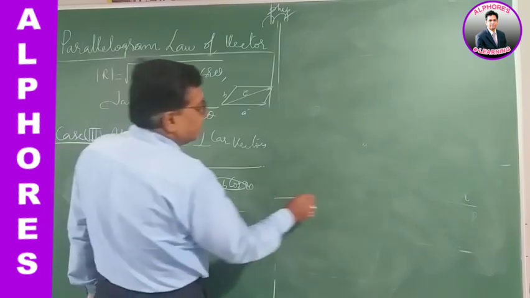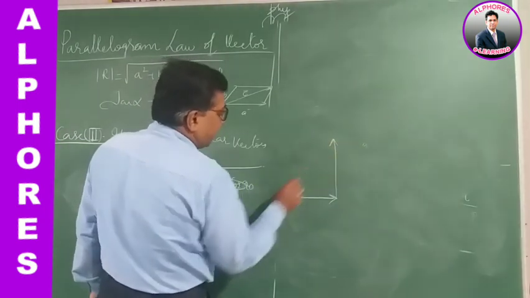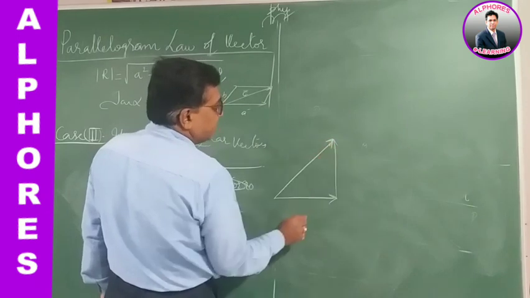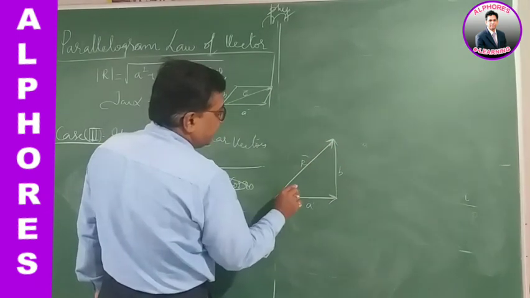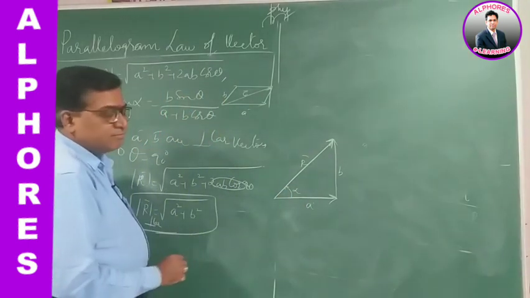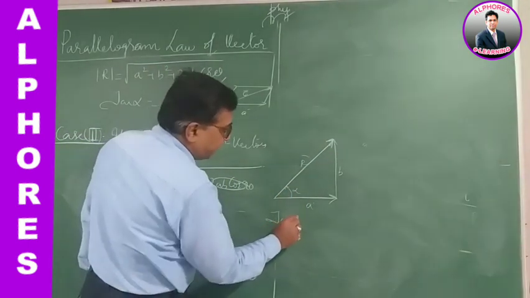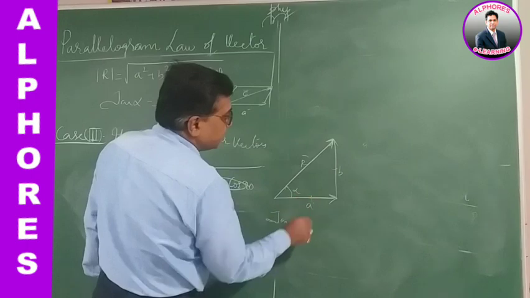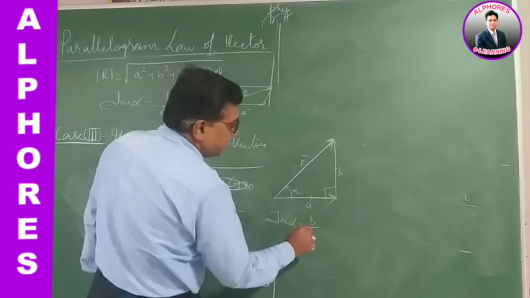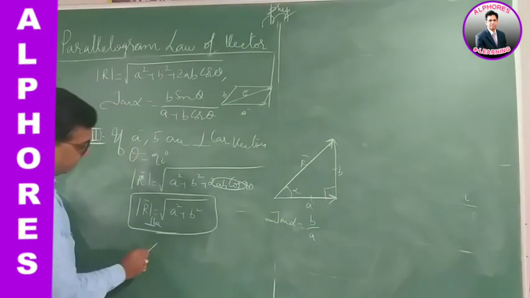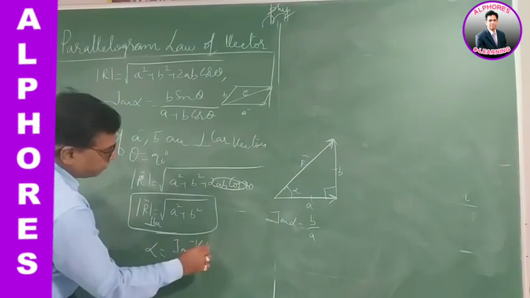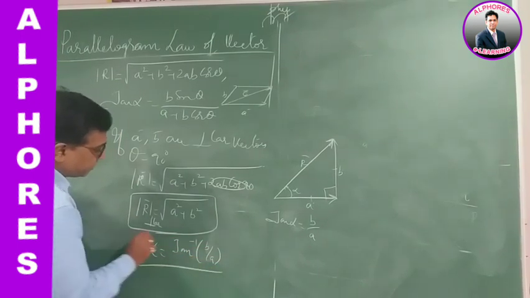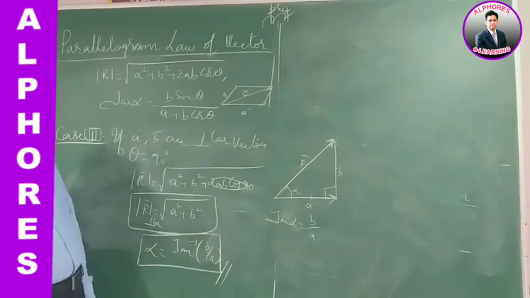How about the direction? This is A bar, this is B bar, and this is the resultant vector. The angle made by the resultant is alpha. Therefore tan alpha is opposite by adjacent, since it is a right angle triangle, which is B by A. So the angle made by the resultant, alpha, is tan inverse of B by A. This way you can find the magnitude and direction.